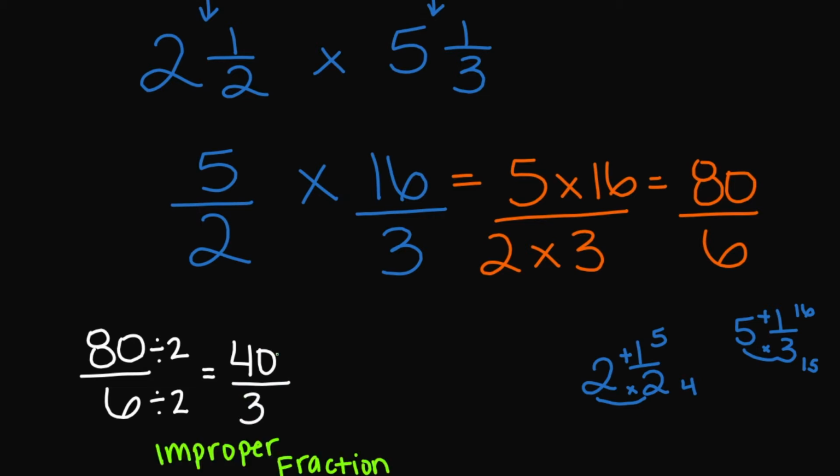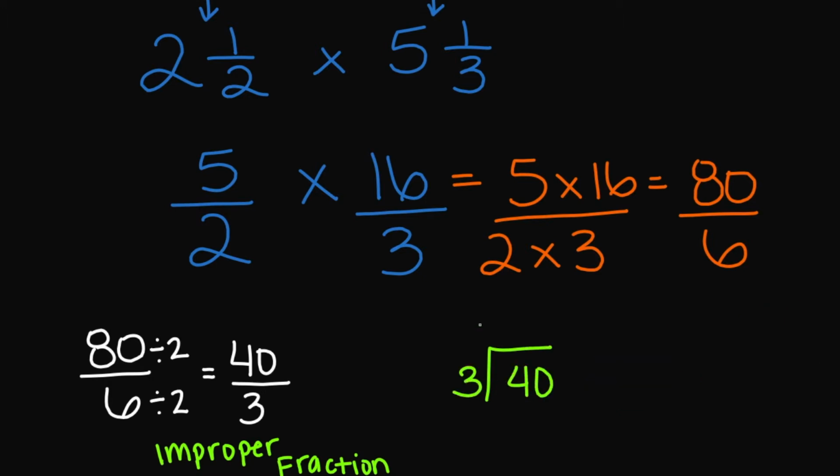Since 40 over 3 is an improper fraction, we're going to go ahead and turn this back into a mixed number. So 40 on the inside, 3 on the outside. 3 goes into 40 13 times. 3 times 13 is going to equal 39. 40 minus 39 is going to equal 1.